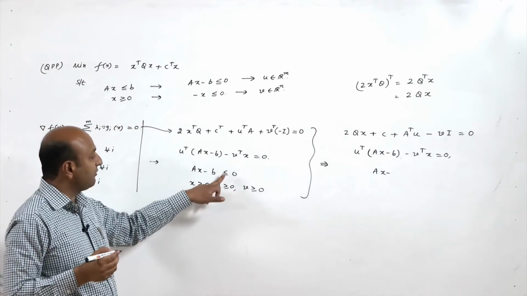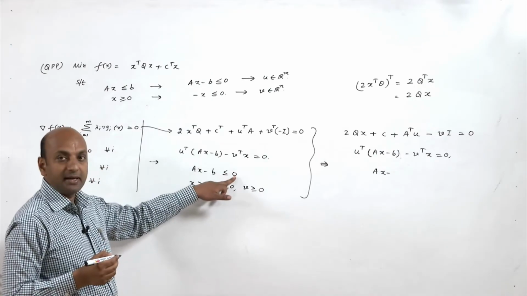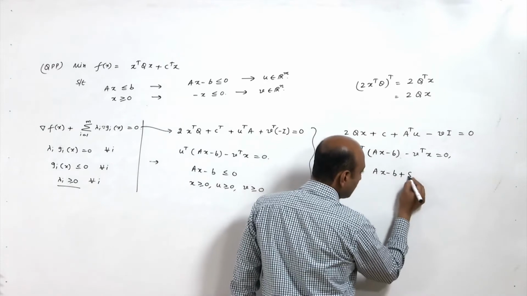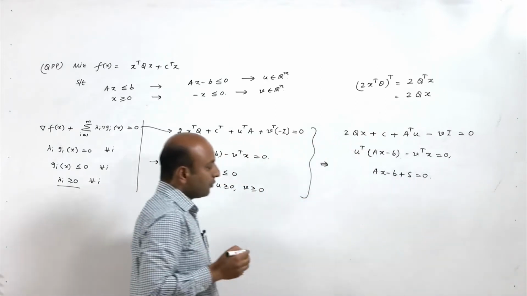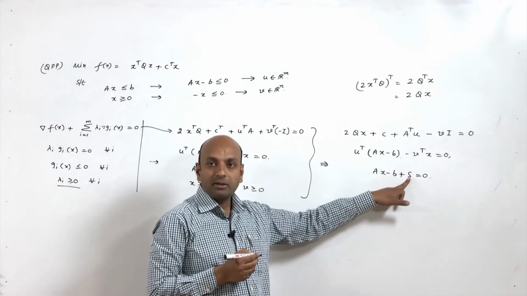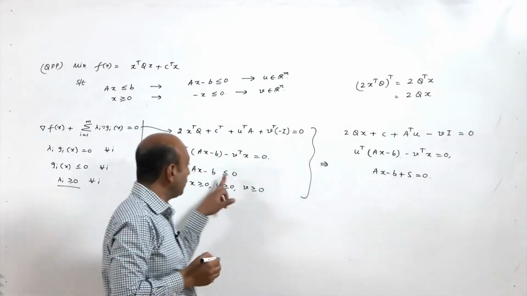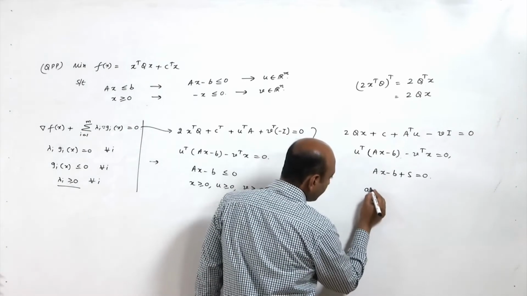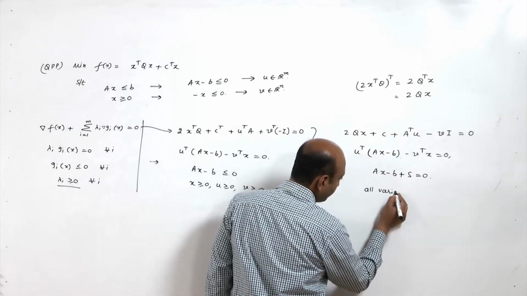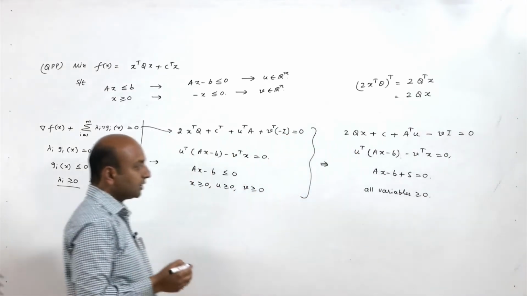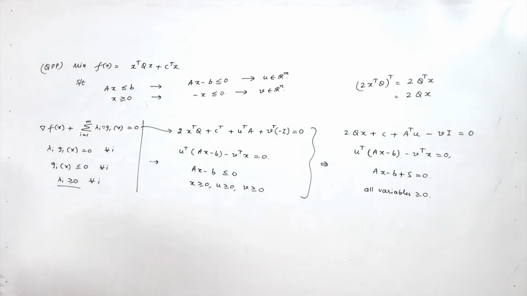So you can add one variable here to make it an equation. So Ax minus B plus S equals 0. We are adding a slack variable, we call it a slack variable, to make it an equation, and all the involved variables are non-negative.